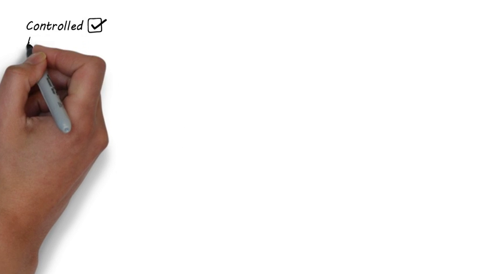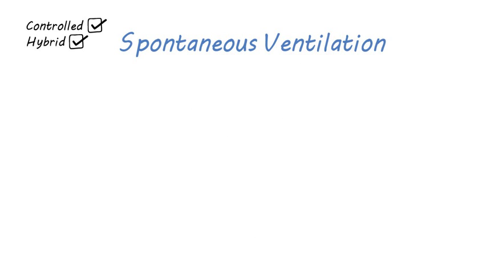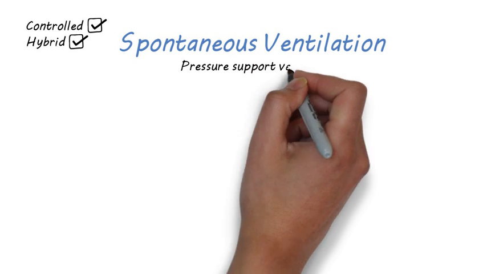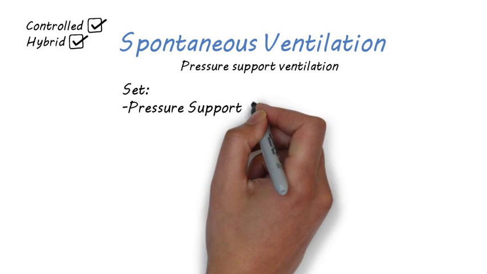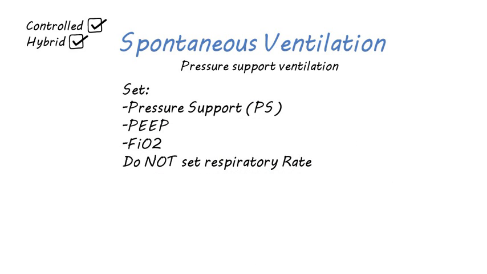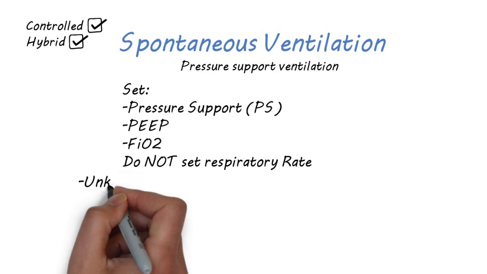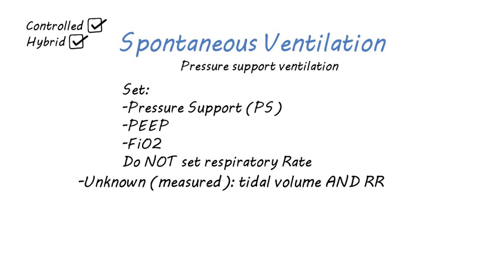We've now discussed controlled modes of ventilation and hybrid modes of ventilation. The last type of ventilator mode we need to discuss is the spontaneous mode of ventilation. We call this pressure support ventilation. In pressure support ventilation, we set a pressure support, a PEEP, and FiO2. We do not set a respiratory rate. Therefore, the unknown or measured variables on a purely pressure support mode of ventilation include tidal volume and respiratory rate.